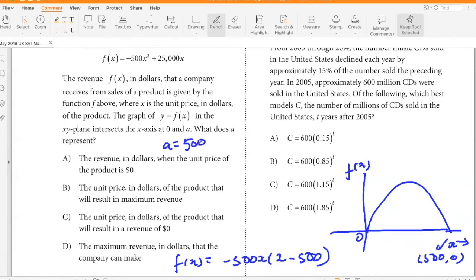So then what is the best interpretation of A? It is the unit price at which the revenue becomes zero, right? So one, the revenue becomes zero at the origin, and one, it becomes zero when the unit price is A. So A is the unit price, right? So any option that calls it the revenue is wrong. The unit price of the product that will result in maximum revenue? No, that will be A by 2. That will be 250, right? So when the unit price is 250, I'll get the vertex. So that will be maximum revenue. The unit price of the product that will result in a revenue of $0. So that is what A is.